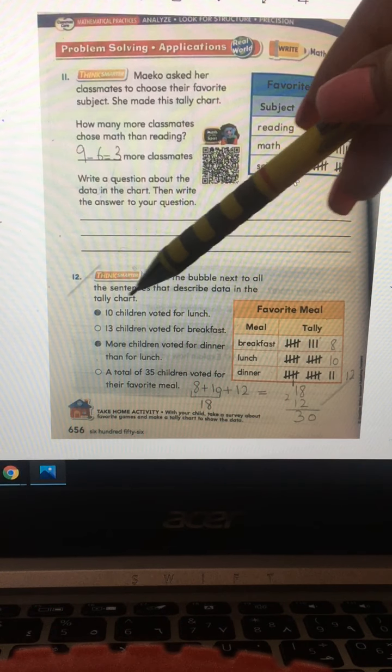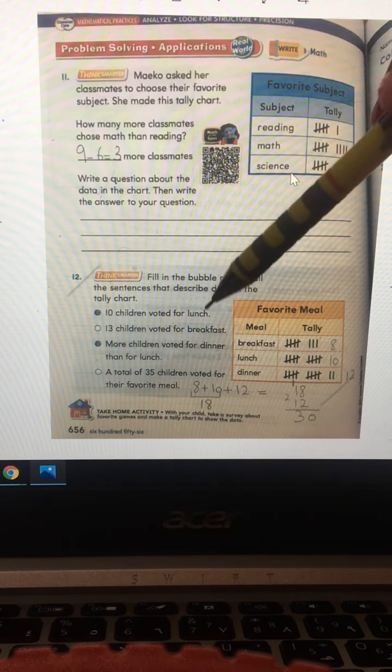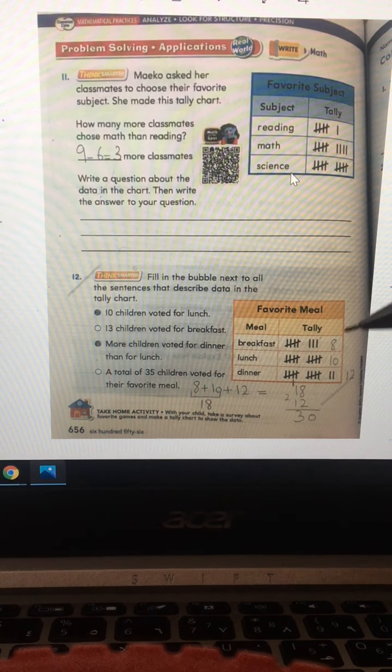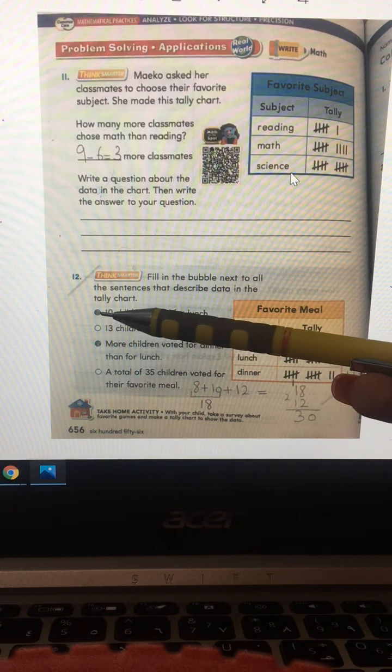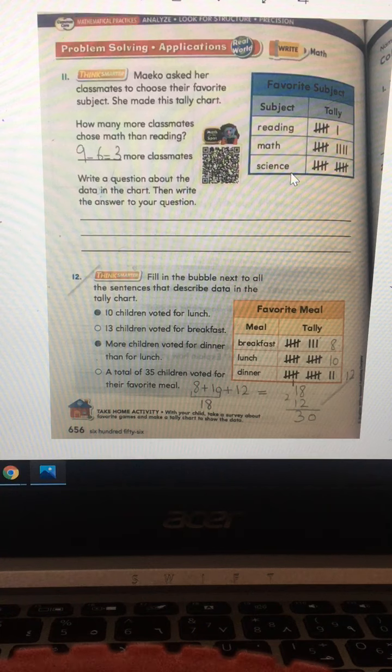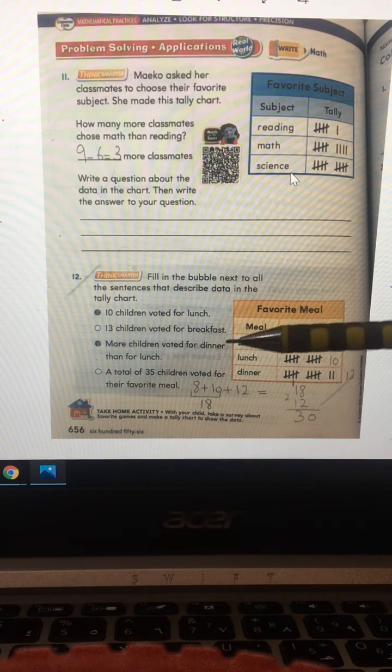Let's read the first sentence. 10 children voted for lunch. Let's look at the number of students who voted for lunch. As I said, this represents 5. And here is another 5. So 5 plus 5 is 10. So 10 children voted for lunch. Yes, this is true. So we are going to shade the bubble next to the sentence.